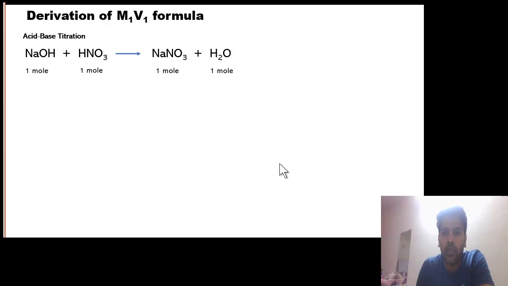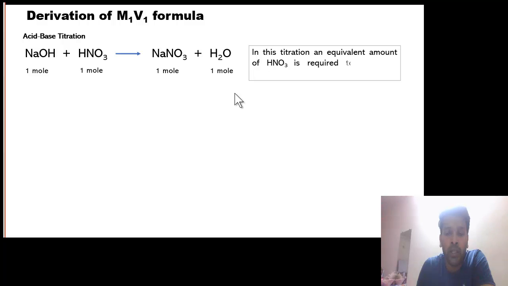For this, let me take an example of an acid-base titration. In a titration of NaOH and nitric acid, we can understand this is a neutralization titration, and from the reaction we understand that in this neutralization titration 1 mole of sodium hydroxide reacts with 1 mole of nitric acid to give 1 mole of sodium nitrate and 1 mole of water. That is, an equivalent amount of nitric acid and NaOH react together.